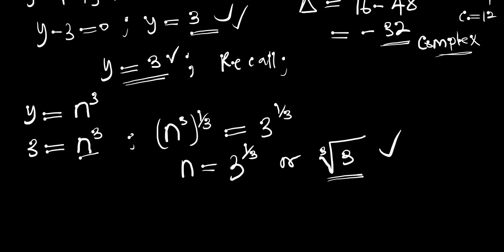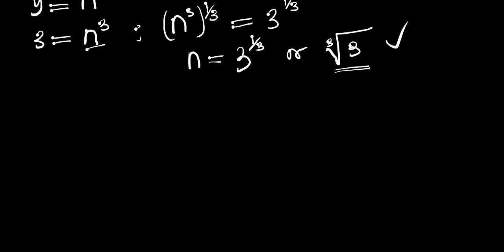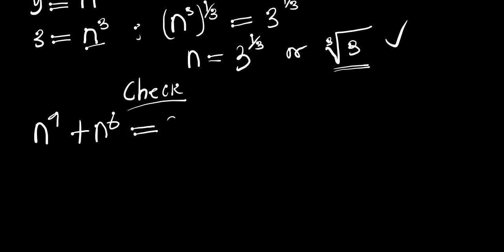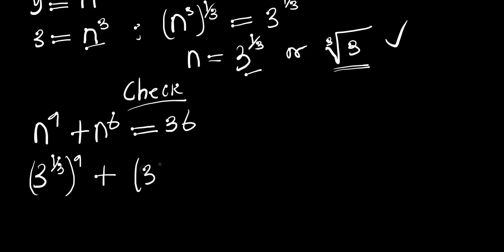Now we can as well check if what we have done is correct. So let me write a check. Now recall the problem. We have n power 9 plus n power 6 is equal to 36. Now if we make use of 3 power 1 over 3, then we are going to have 3 power 1 over 3 or power 9 plus 3 power 1 over 3 or power 6, and we need to be sure if this will give us 36.